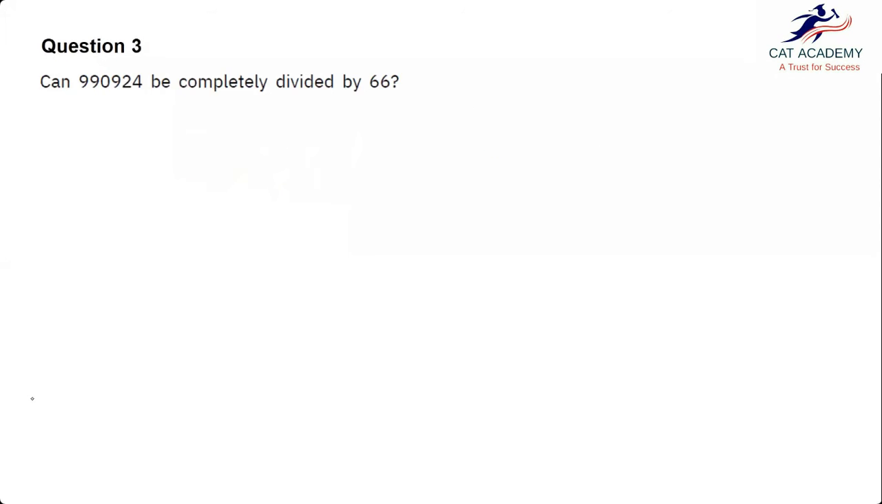Next. Let's try for this now. How do I check for 66? I need to check for 6 and 11. 6 is basically 2 and 3. So I need to check for 2, 3, and 11. Let's check how we can do that. So 2 definitely yes, last digit is even. How about 3?